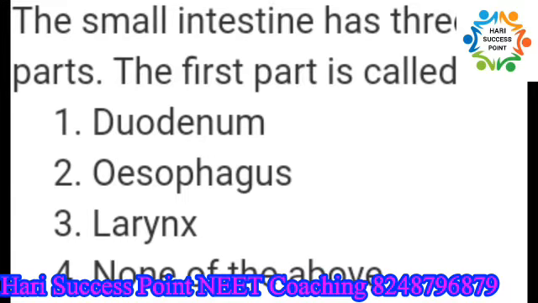In the previous day's video, we studied various aspects related to the digestive system, digestion of food and absorption of food. So today in our video, we will go over a few questions that are related to digestion and absorption. Look into the picture. The first question is that the small intestine has three parts. The first part is called, four options are given there: duodenum, esophagus, larynx and none of the above.